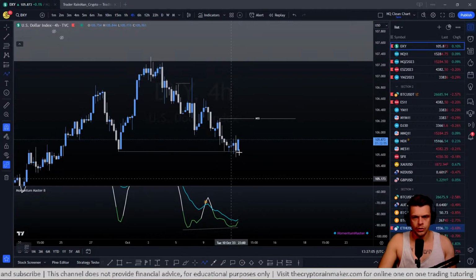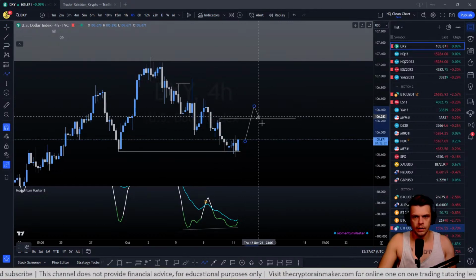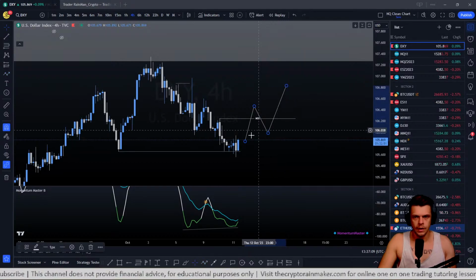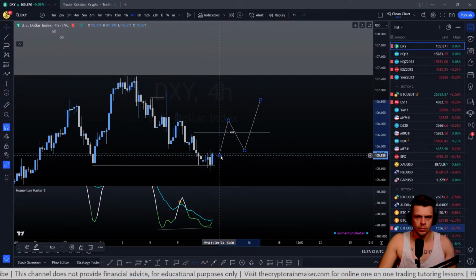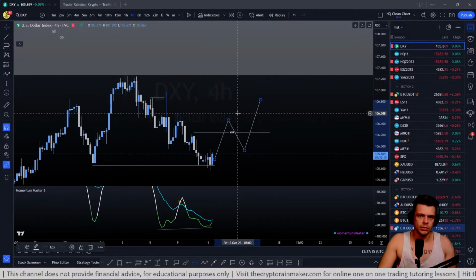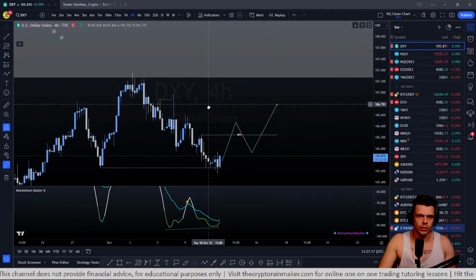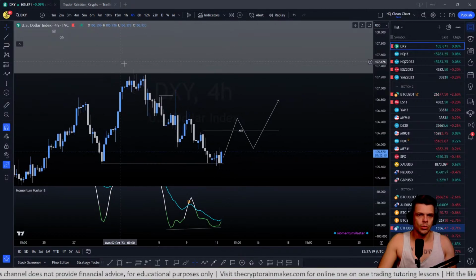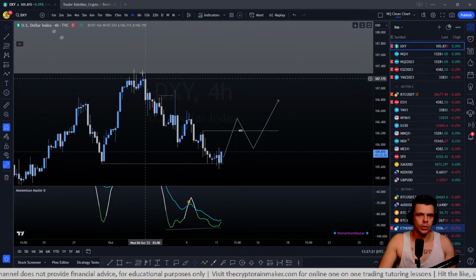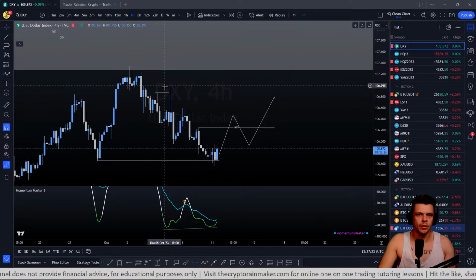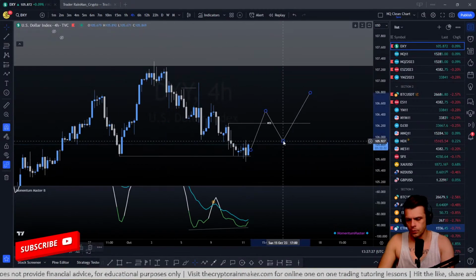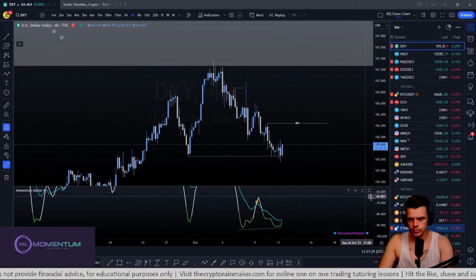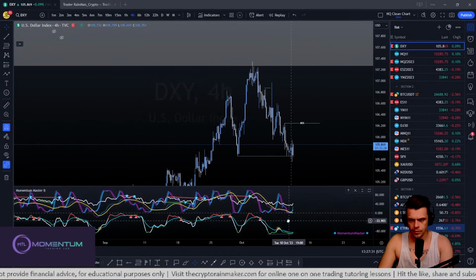Okay, so it needs to displace above that level. Then come back, potentially back into a discount for this little impulse that it will create, and then it will probably continue to the upside towards the buy side liquidity pools that will build up above these highs. Okay, that's the 4-hour.